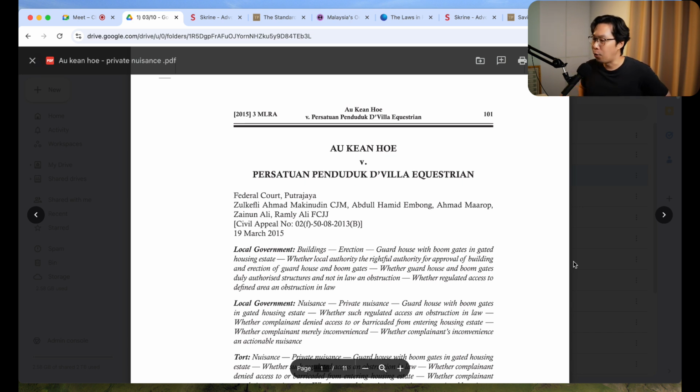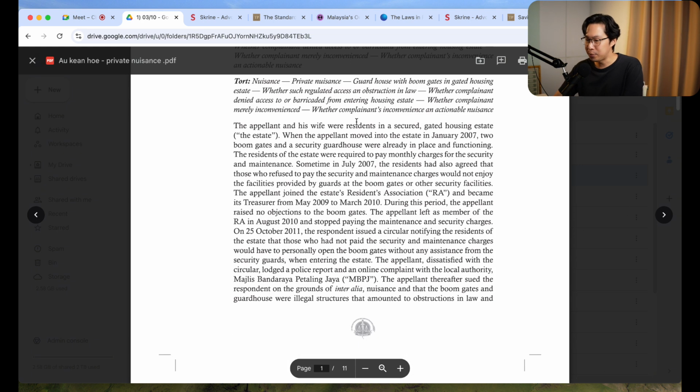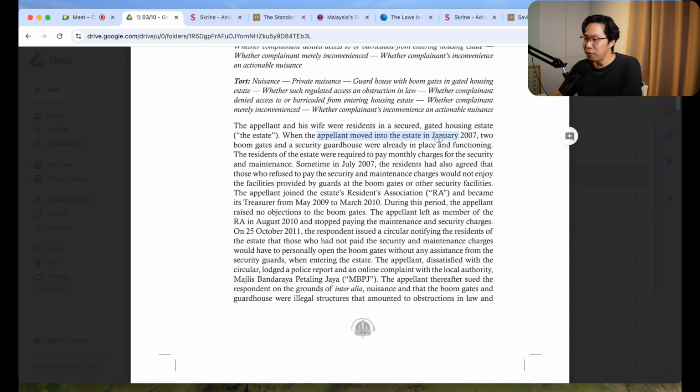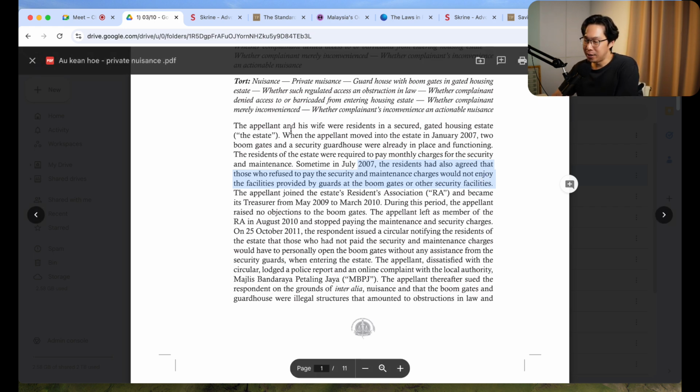So what happened was this Ao Kian Ho used to be on the management committee in this area. When they moved into the estate, 2 boom gates and a security guard house were already in place. Residents, of course, pay monthly. As usual, if you need the boom gate and security guard, you need to pay monthly. Sometimes residents agreed that those who refuse would not enjoy the facility provided. So if you didn't pay monthly, you still need to use the road to go in, right? But the guard will not open the gate for you. So you need to open the gate yourself, drive in and pull the gate down, because you didn't pay.